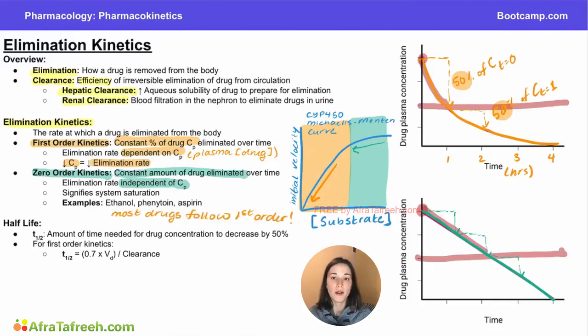But it is important to be aware that there are a few common substances that do follow zero-order kinetics: ethanol, the anti-seizure drug phenytoin, and aspirin.